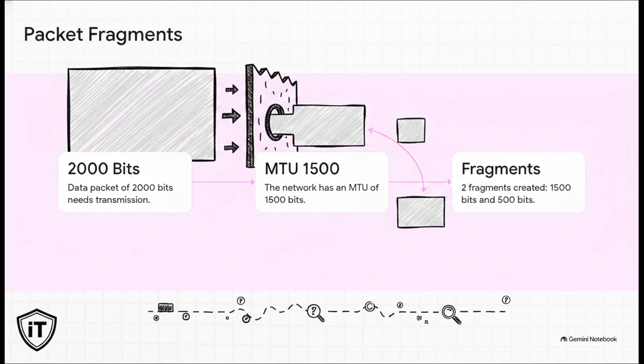It naturally splits into 2 distinct fragments. Assuming there's no header overhead to complicate the math, the first fragment maxes out the MTU at exactly 1500 bits, leaving the remaining 500 bits to travel in a second separate fragment. Truly understanding this fragmentation process is absolutely vital for troubleshooting network latency and packet loss.